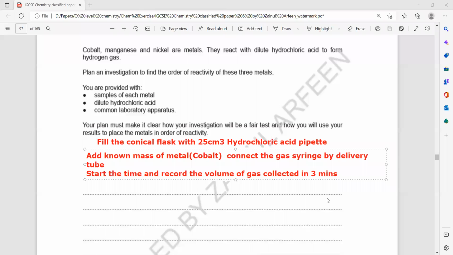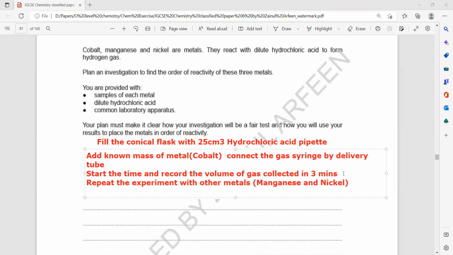Any mass is acceptable here because it does not matter. You can mention 2 grams, 1 gram, 0.5 gram. Normally it should be in grams, and a very small amount, like 0.2 gram. 20 grams is fine, it's good. 2 gram, 3 gram, it's also good. So start the timer and record the volume of gas collected in 3 minutes. And then we'll repeat the experiment with the other metals, such as manganese and nickel.